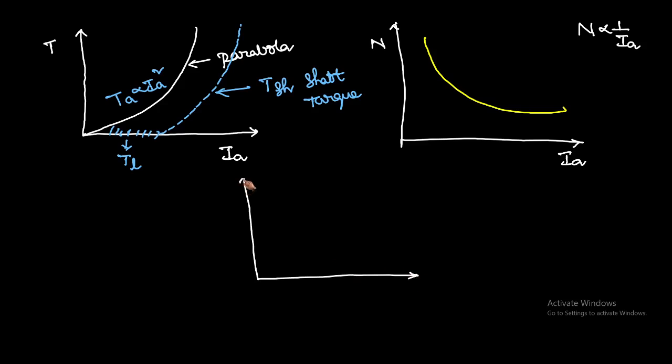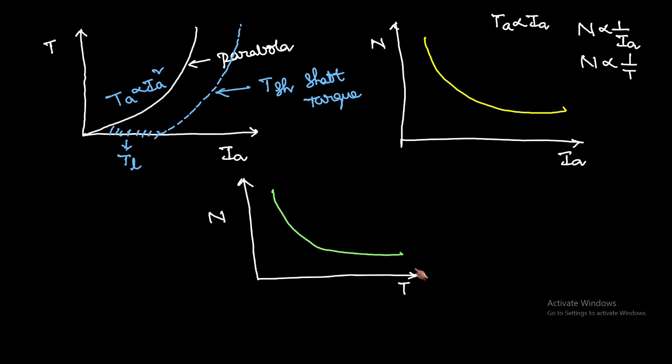So what is the characteristic here? As the speed is inversely proportional to Ia, and the torque, as you already know, is proportional to Ia, when it reaches saturation the speed is also inversely proportional to the torque. So whenever the torque is increased, the speed curve will be like this. It will decrease.